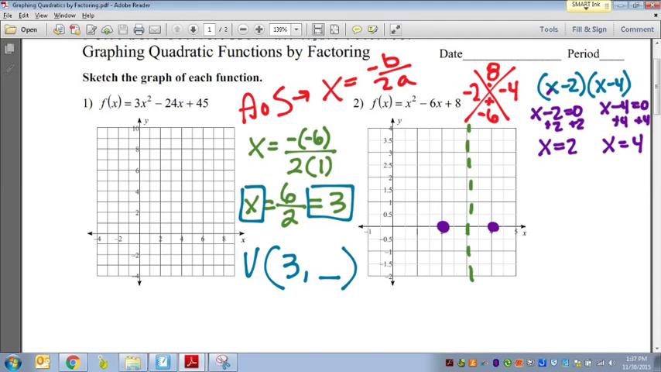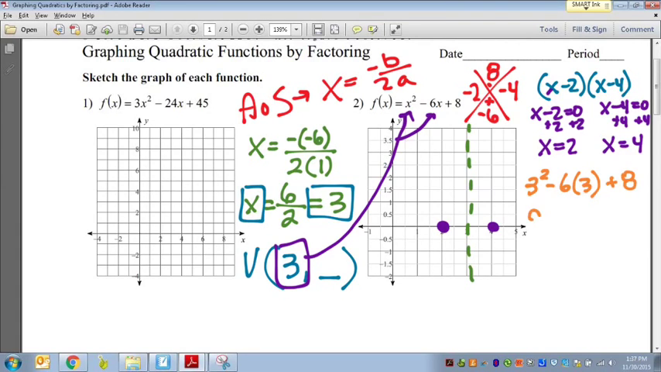Well, what we do is we plug in the 3 back into the equation for both x spots. If we plug in 3, we're going to find out what the y value is, and then we'll know what the vertex is. All right, so if x equals 3, that's going to give me 3 squared minus 6 times 3 plus 8. Okay, 3 squared is 9. -6 times 3 is -18 plus 8. 9 minus 18 is -9. -9 plus 8 equals -1.